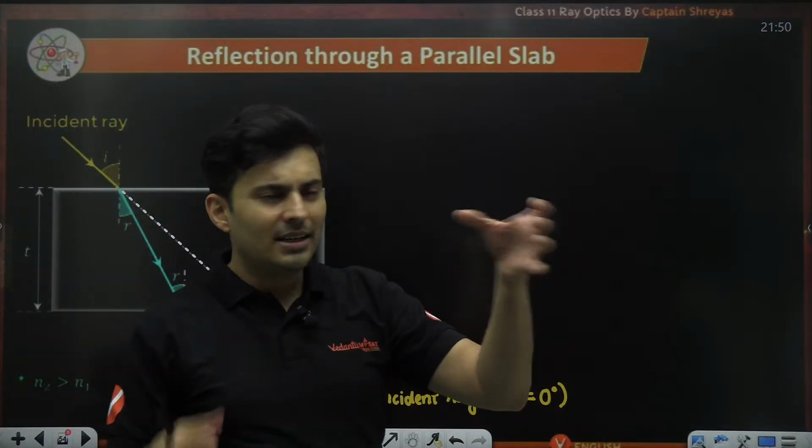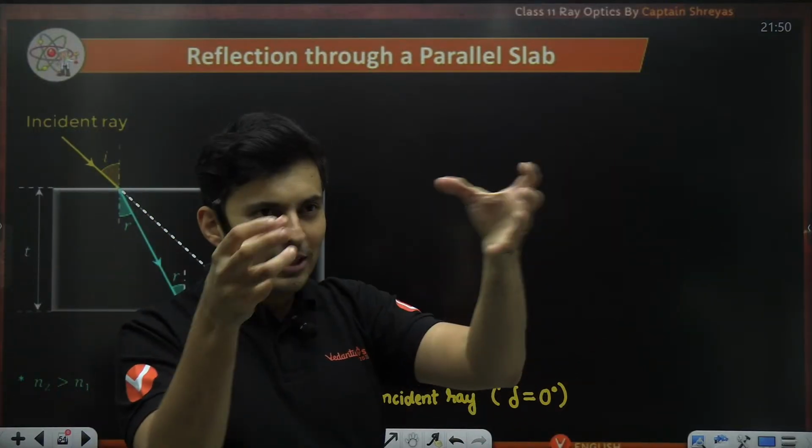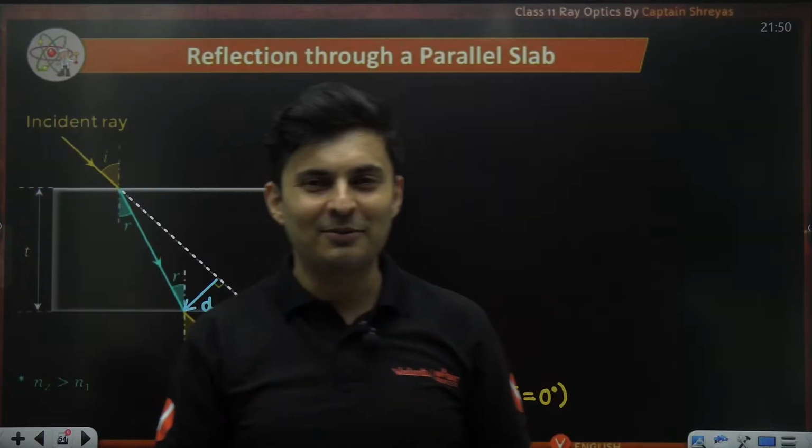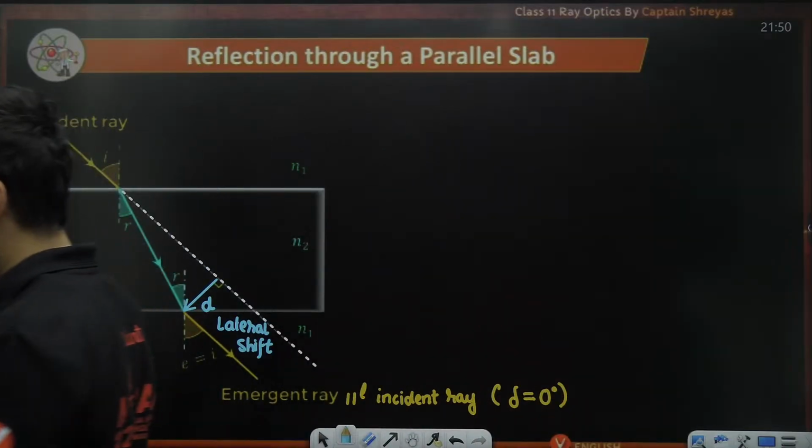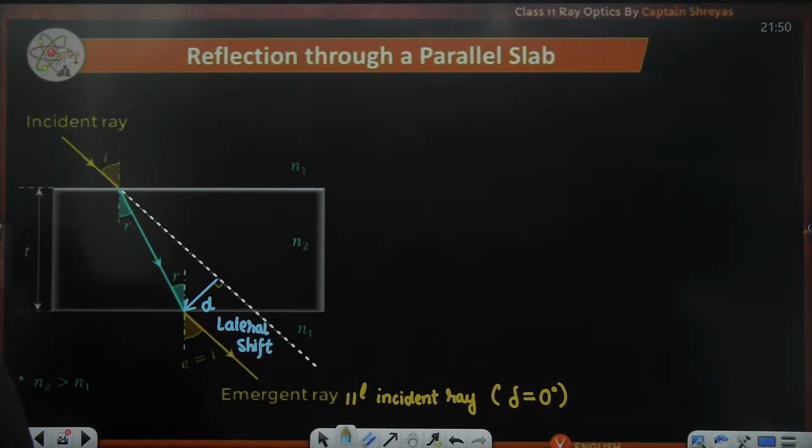And you would have seen that when you hold a glass slab in front of you, suddenly you feel that the thing has shifted somewhere. That is the concept of lateral shift. Okay, everybody with me on this? Pakka? Everyone?